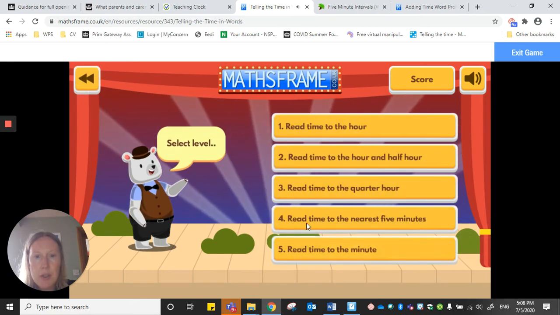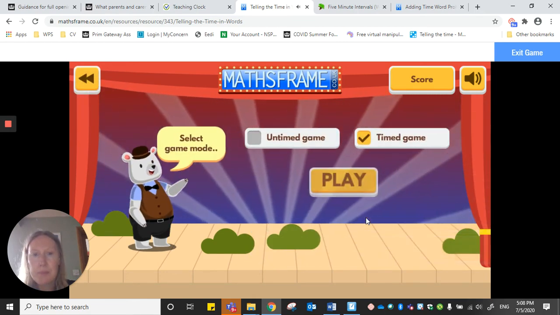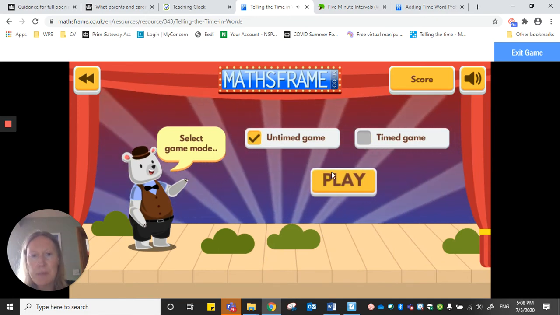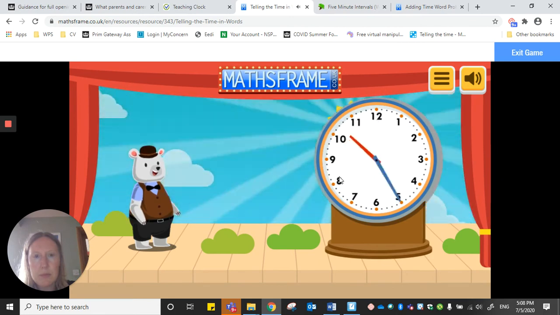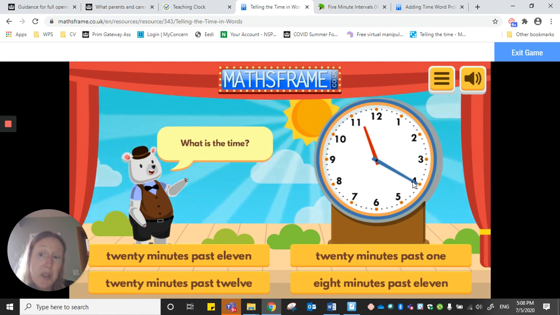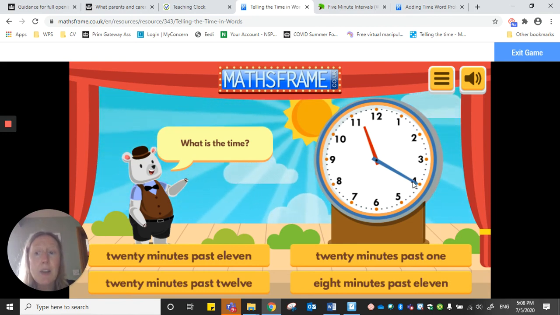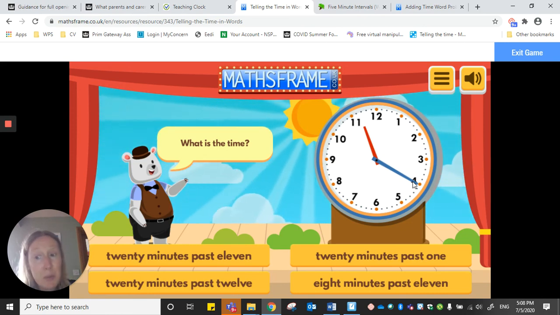Tiny words. And you were doing to the nearest 5 minutes. We're going to do it untimed. And you had to work out what the time was. It's both hands. So the second game is both hands. But for those of you who've just seen me do the minute hand and the hour hand, you might want to have a wee go now.